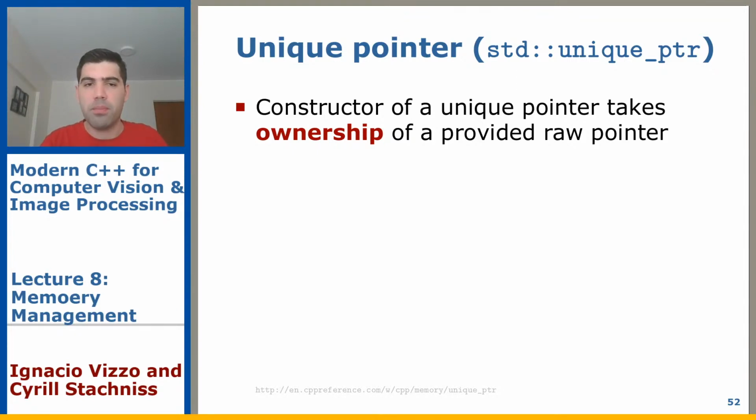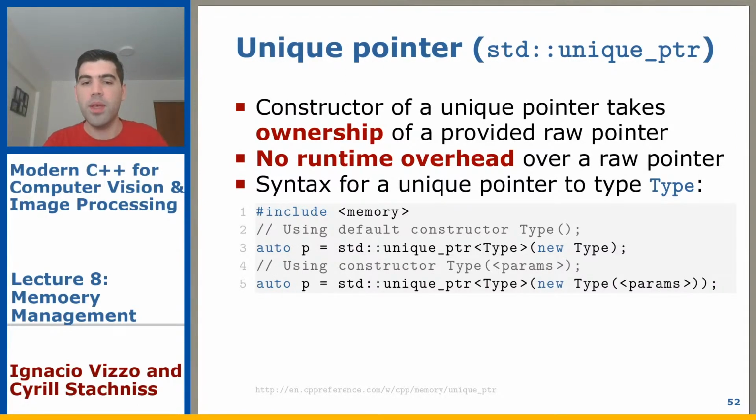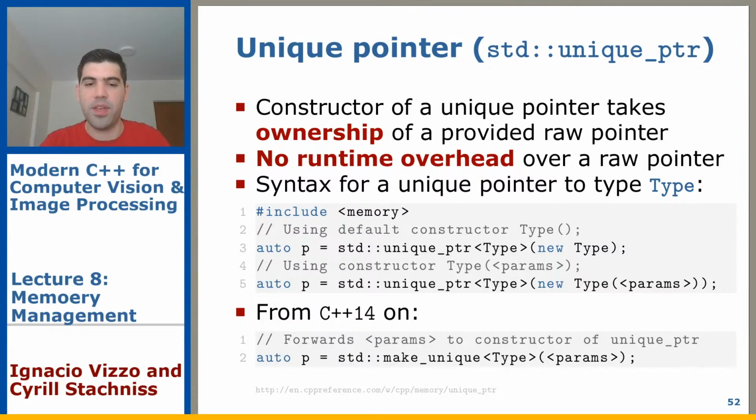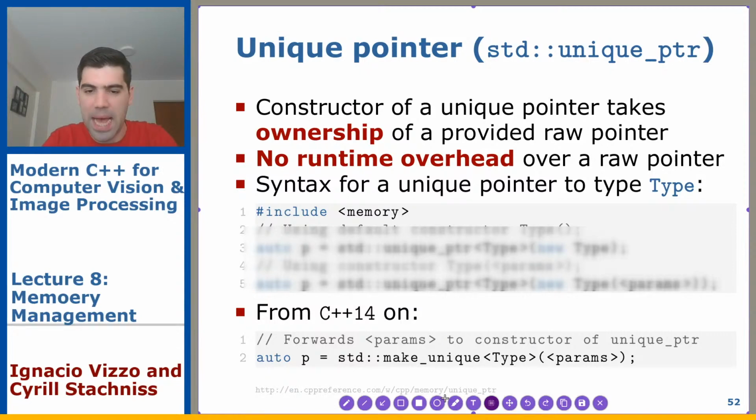So the constructor of unique pointer takes ownership of a provided raw pointer. There's no runtime overhead. So if you benchmark raw pointers and unique pointers, the speed is the same. This means there is no real good reason for not using unique pointer. And this is the syntax. And there's another thing here. Before C++14, you had to do new here, but just forget about this. Let's ban this. It's ugly. Now you just do make_unique, and then you specify the type as a template argument, and then you specify the parameters of the constructor here.